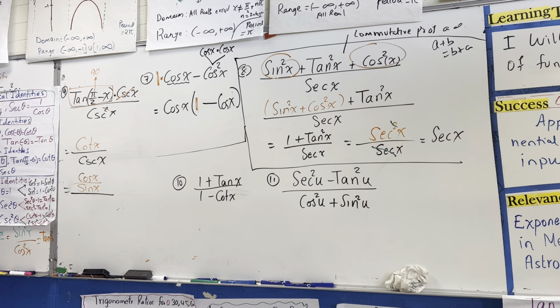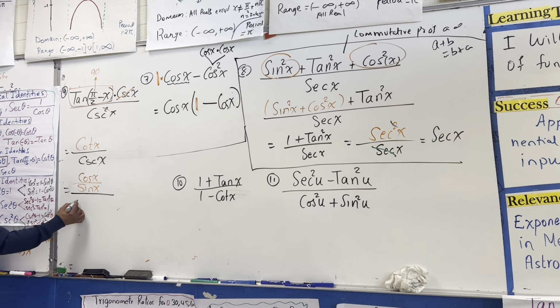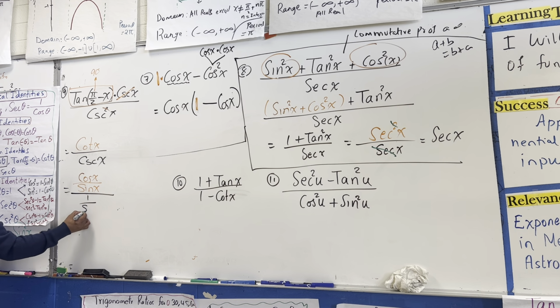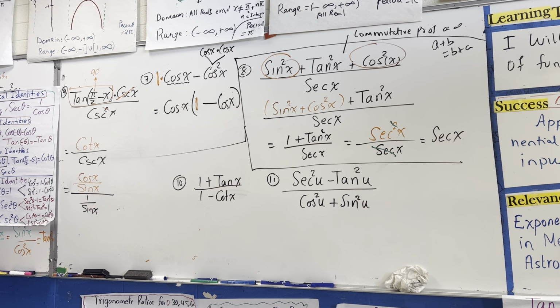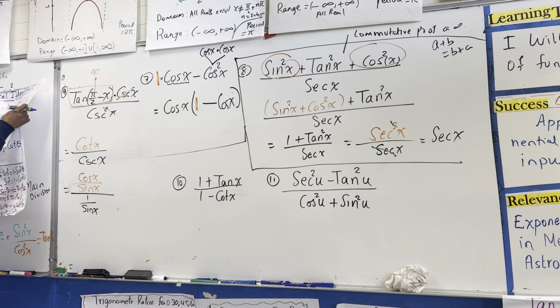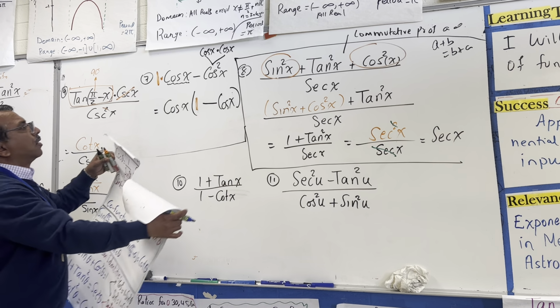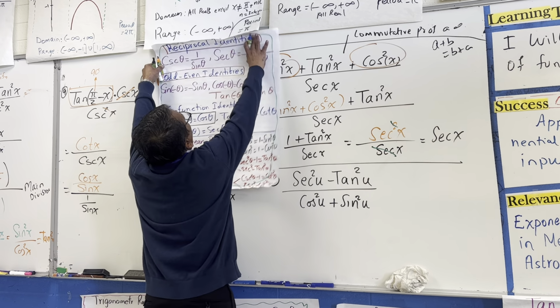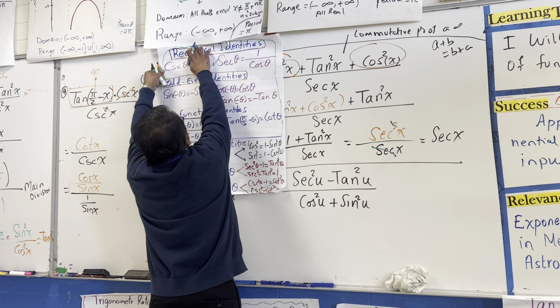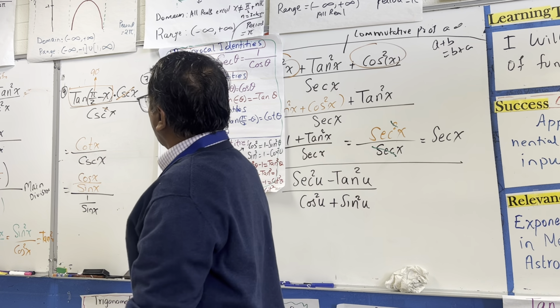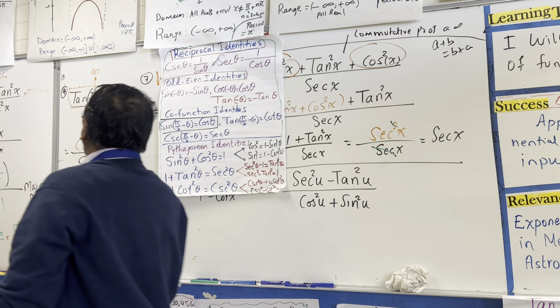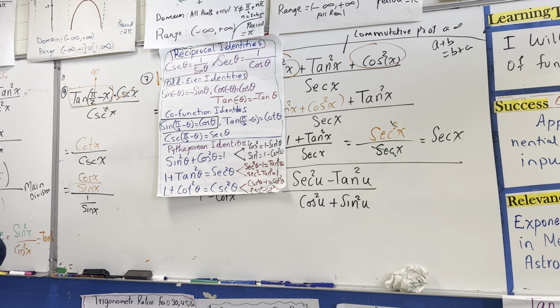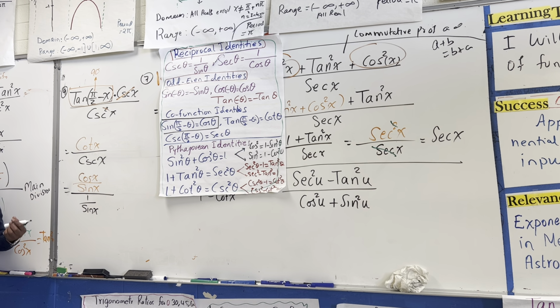And cosecant is 1 over sine, right? 1 over. Okay, here it is, and put it right there. Now, anything else? Okay, I'm talking about keep change flip.